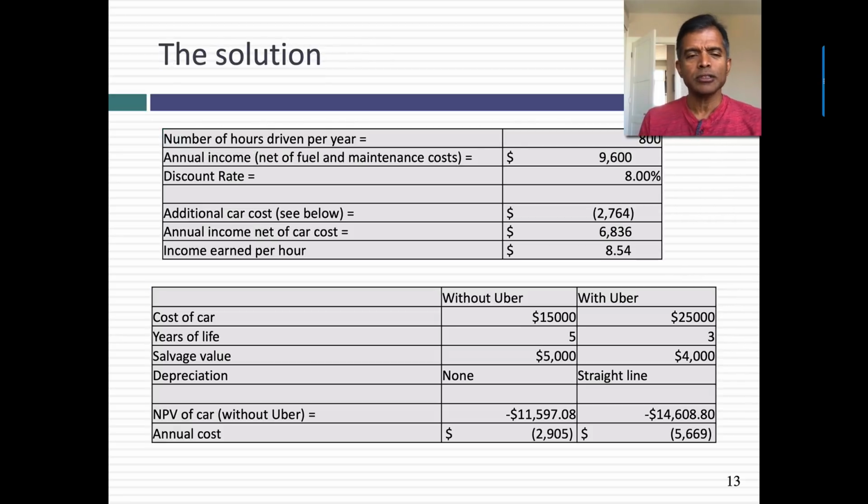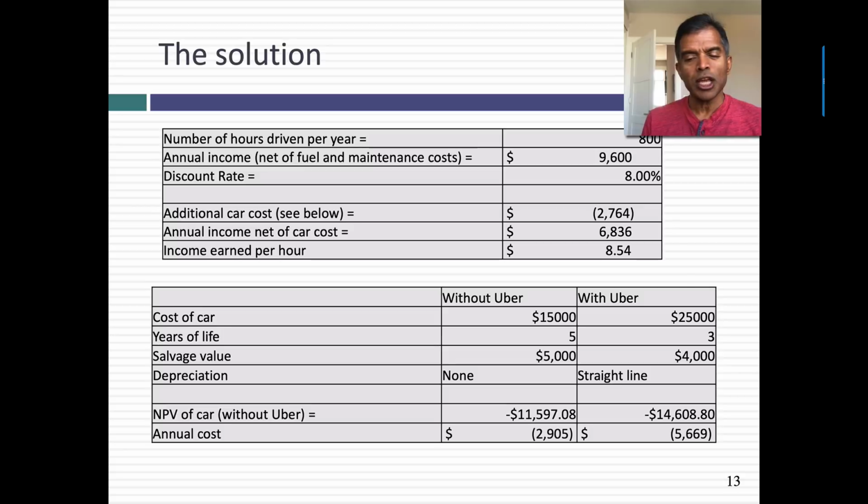I started with the 9,600, which was a given. I computed the additional cost because I have a more expensive car. And here's how I did it. I took the cost of a car without Uber, where I pay $15,000 upfront, but there's a salvage value of $5,000, and I looked for the annuity. So basically, we compute the net present value. You'll have minus $15,000 today, plus $5,000 discounted back 5 years. My net present value of a car without Uber is minus $11,000.